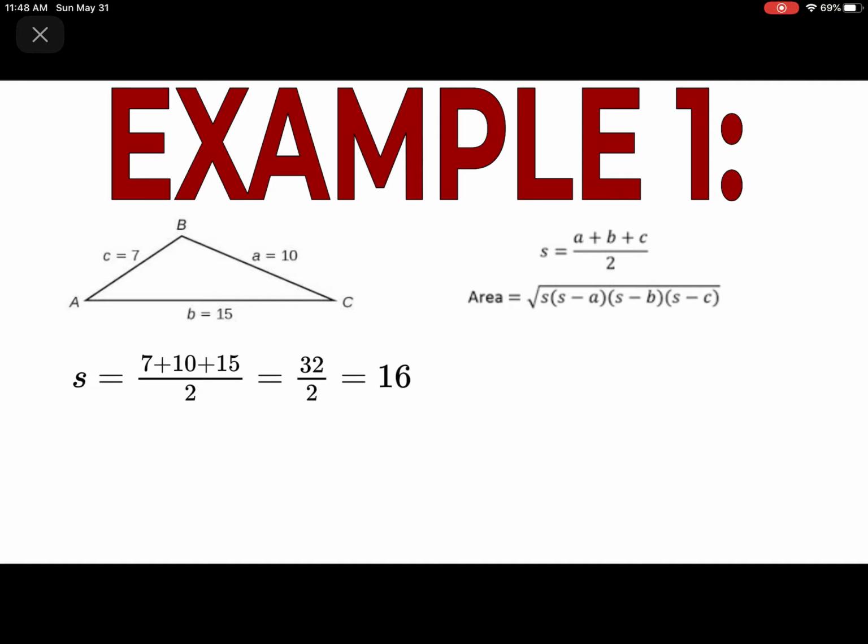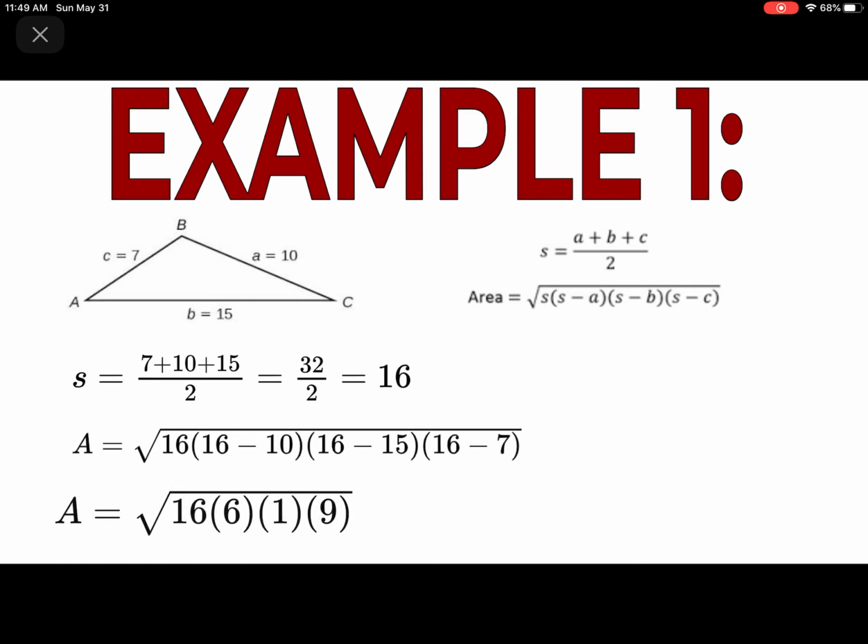by 2. Well, that adds up to be 32 divided by 2. That's going to equal 16. So now I have my S. So now A, my area, is going to be the square root of S, 16, times 16 minus 10, S minus A, times 16 minus 15 times B times S minus C, which is 16 minus 7.